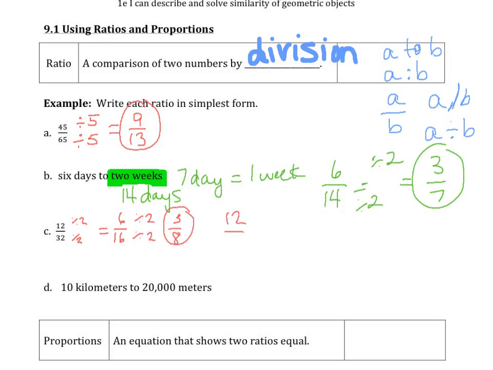I'm going to start this as 12 over 32 again. I also see that I can divide them both by 4. So dividing them both by 4 here, I go right to that 3 over 8 in simplest form.